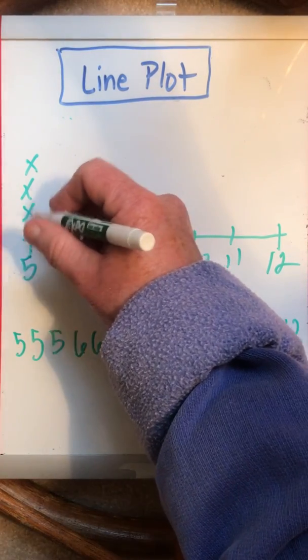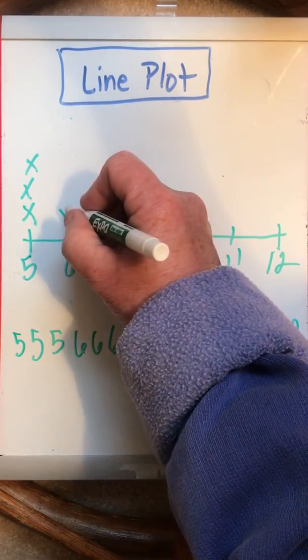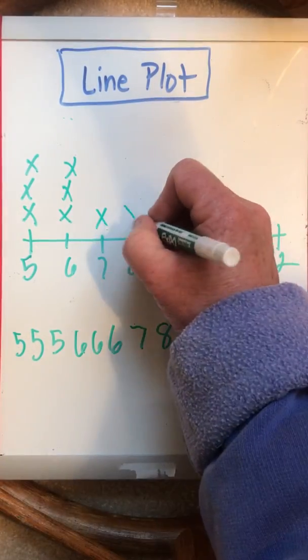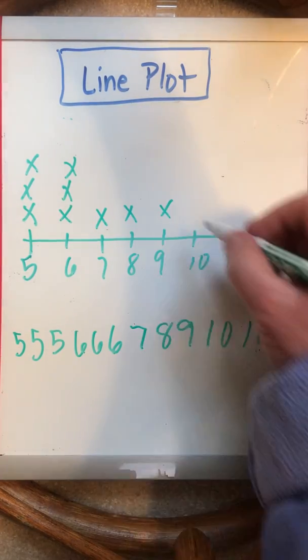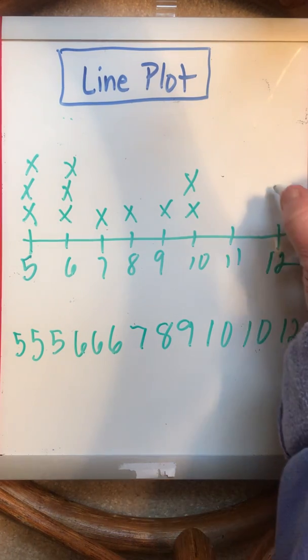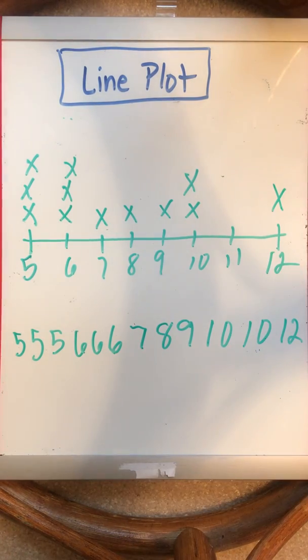year. So there were 3 that scored 5 home runs, 3 for 6, 1 for 7, 1 for 8, 1 for 9, 2 for 10. No one scored 11, so we're just going to leave that blank. And then 1 person scored 12. And this is just a good way to keep our numbers organized. We can look at it and say, okay, without even really doing any math, you can see that most of the kids scored either 5 or 6 home runs as opposed to any other number.